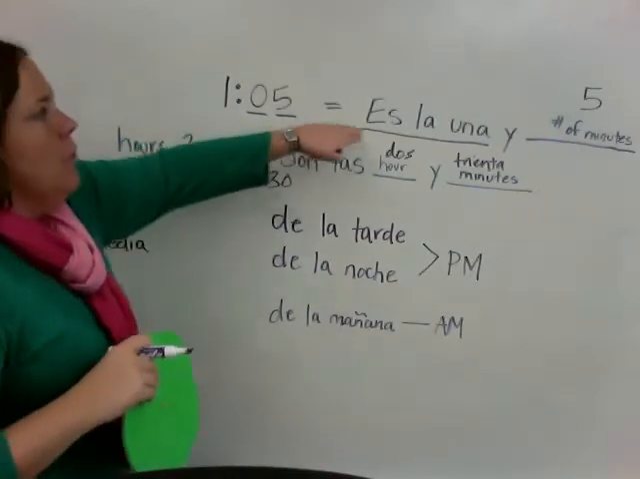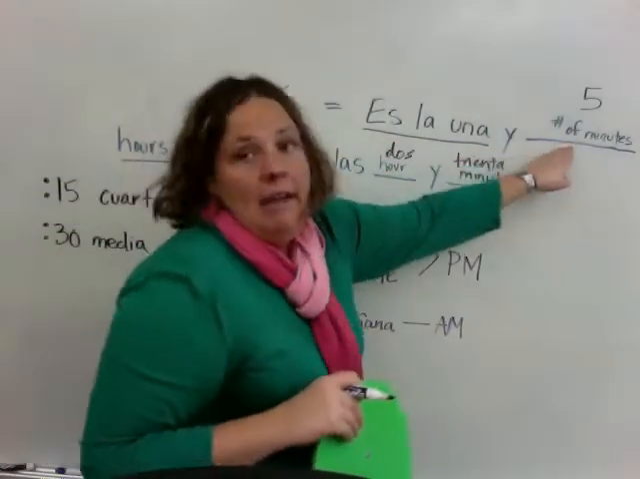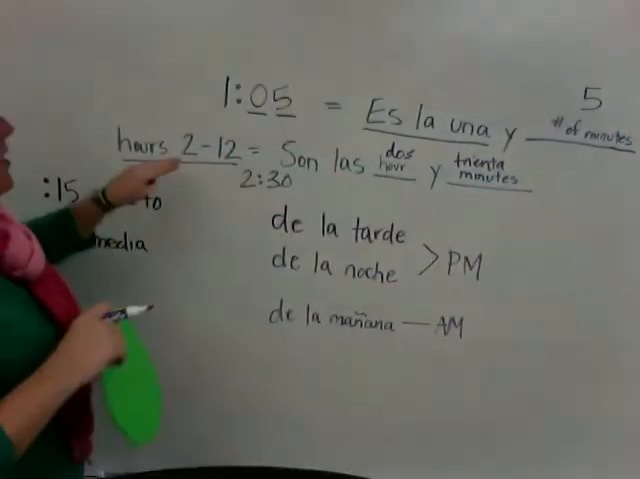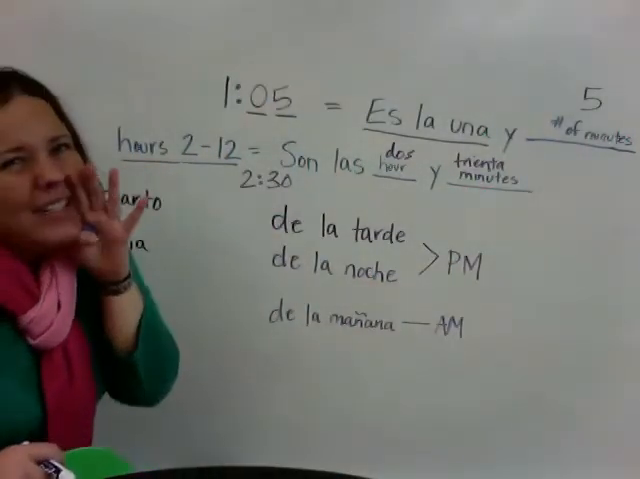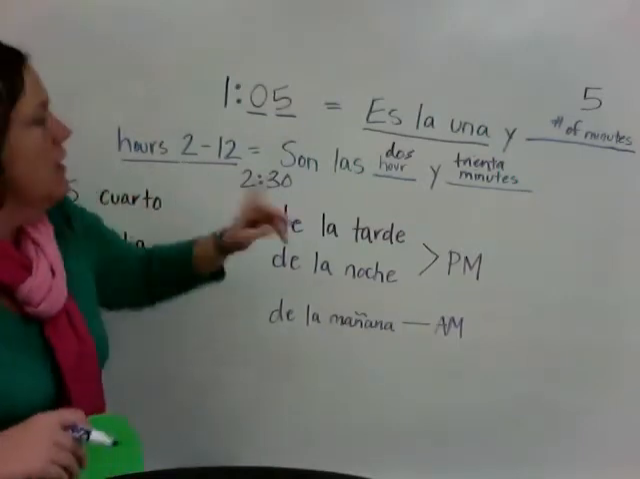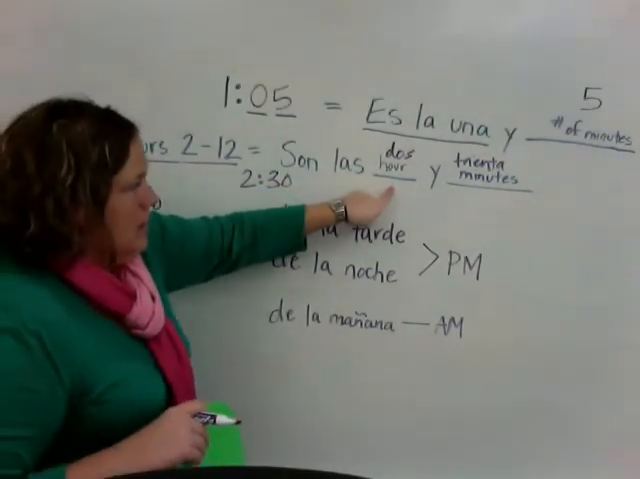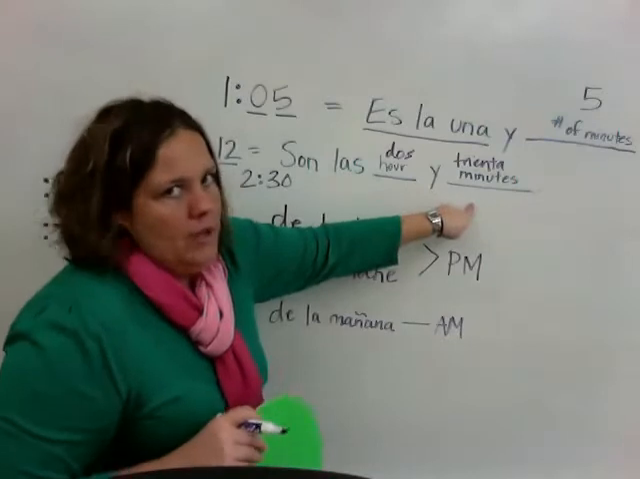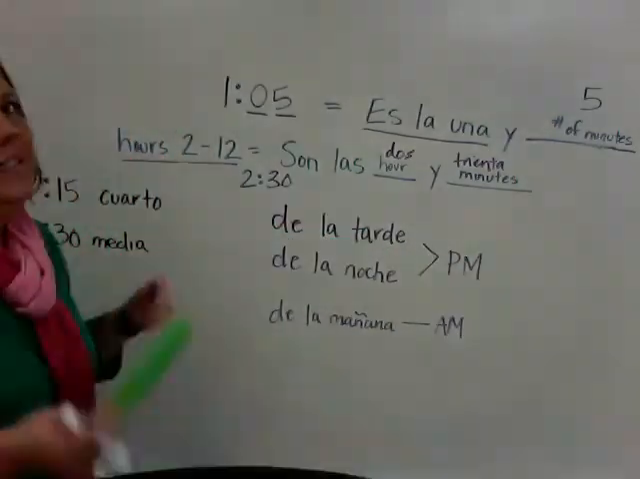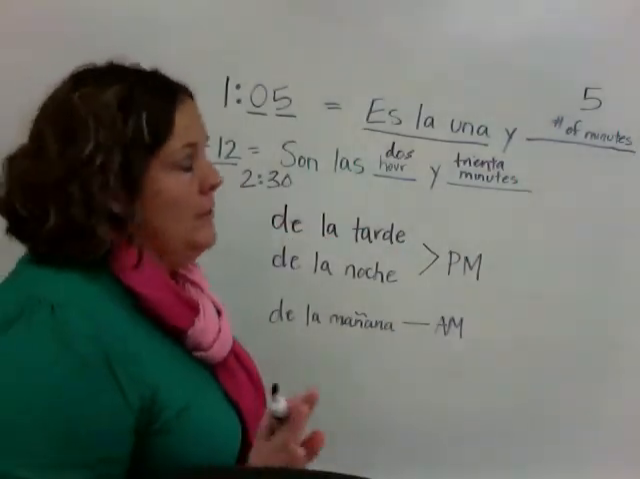So, again, for 1 o'clock, it's es, la, una, and the number of minutes. For anything, hours 2 through 12, basically everything but 1 o'clock stuff. Son las, the number of the hour, y, the number of the minutes. Okay? Super easy. Now, we're going to talk about AM and PM.